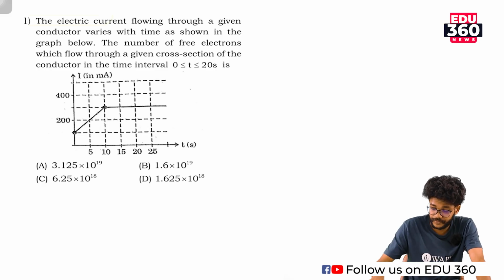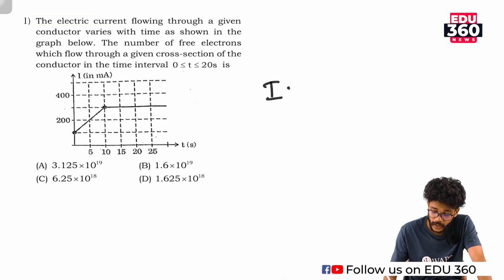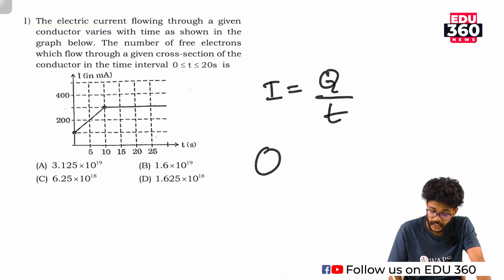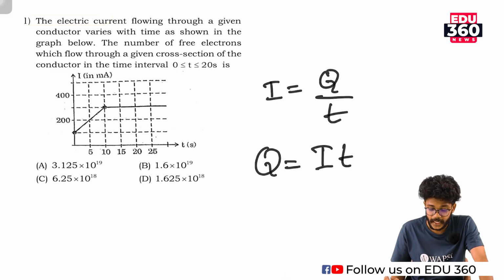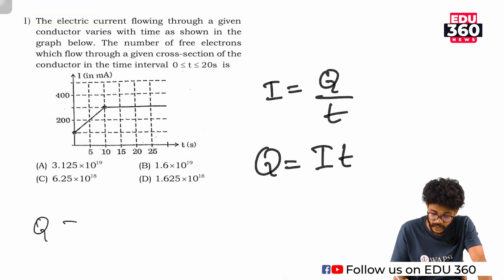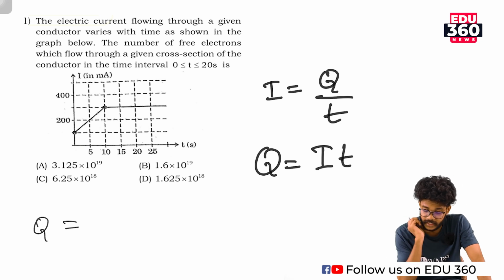Okay, see what is meant by current. Current is equal to rate of change of charge. That means charge by time t. Q by t is called current. So actually, the charge will give I into t. I is on the y-axis and t is on the x-axis. So area under the graph will give the total charge. Okay, so Q is the total charge and total charge Q is equal to I into t. That means the area under the graph.